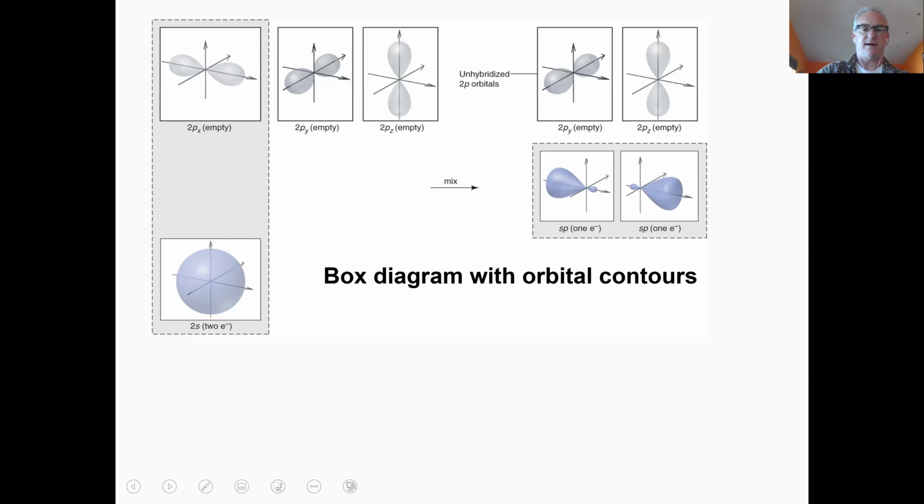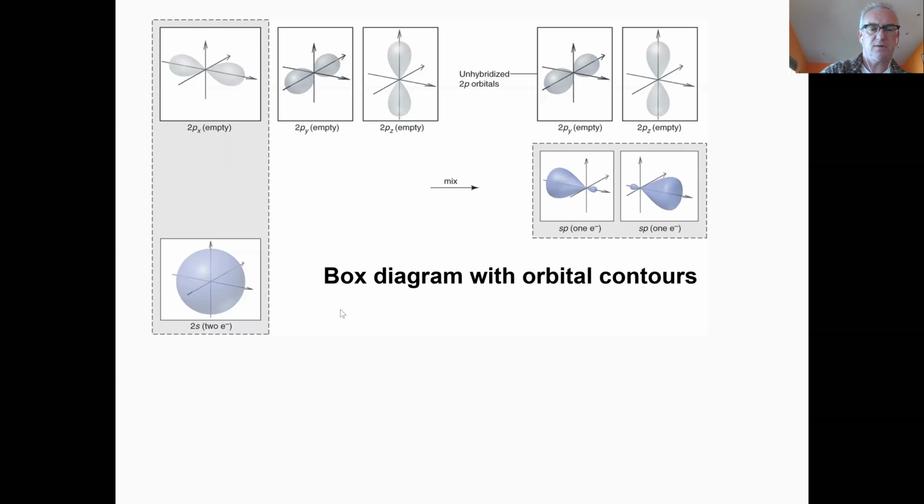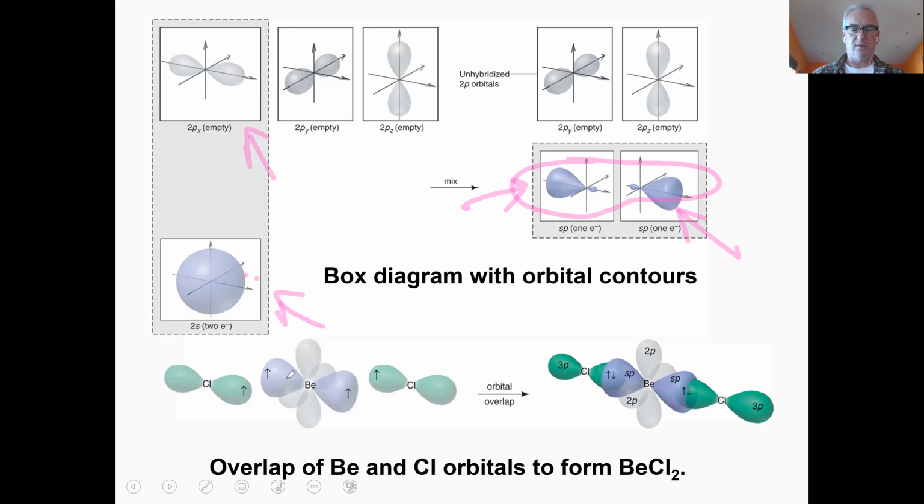So we got our 2s here. Oops, let me go back. We have our 2s here, and it mixes with one of the 2p's. So this just shows you the shape again. So I want to take you back to what the shape looks like. Now remember, these are 90-degree angles between the p orbitals. But when I mix the s and the p together, I get this shape here. And it's this part of the orbital that forms one bond, and it's that part of the orbital that forms the other bond, okay? And the shape of them looks like this.